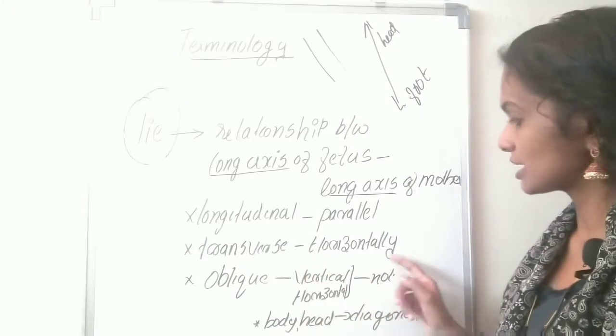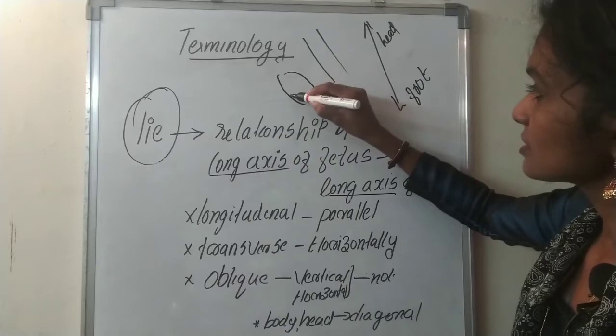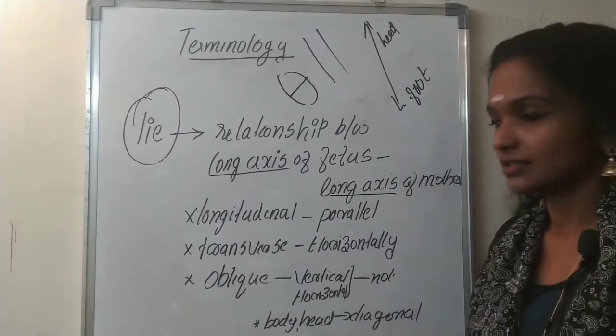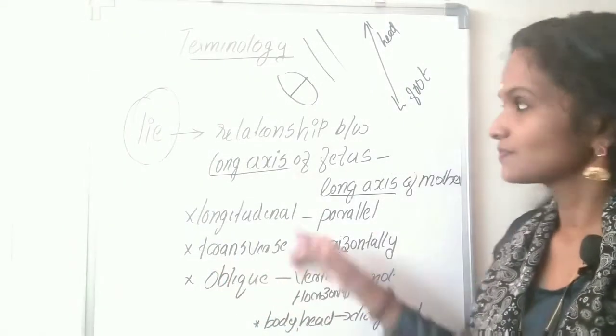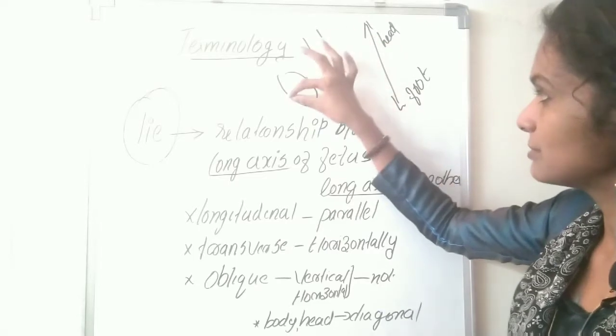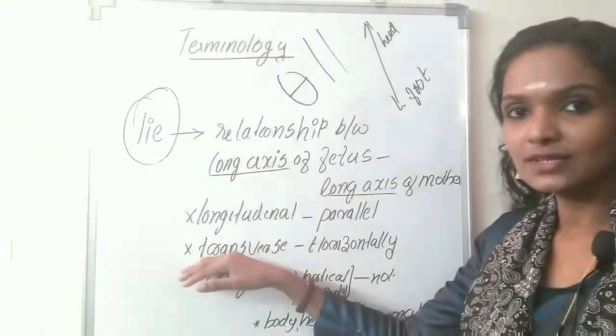Transverse is horizontal. So if it is a uterus, what will happen? The baby lies horizontally rather than vertically. That is known as transverse. If it is a uterus, the baby will lie horizontally inside the uterus. That is known as transverse lie.